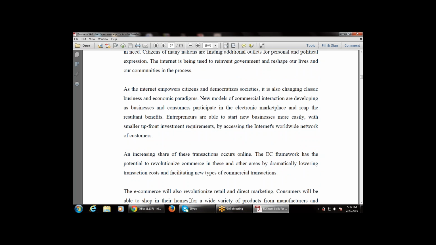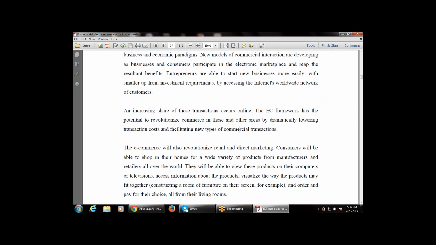The EC framework, that is the e-commerce framework, has the potential to revolutionize commerce in these and other areas by dramatically lowering the transaction cost. That is, it lowers the transaction cost because everything is done online, and facilitates new types of commercial transactions.